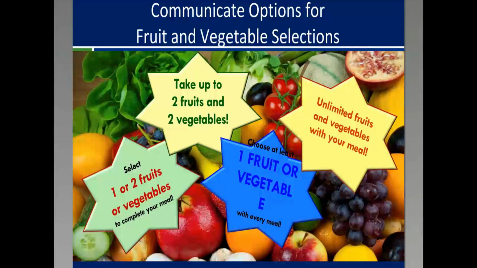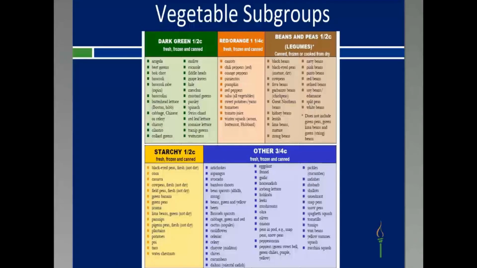weekend. Another option is bottom left in the green, selecting 1 or 2 fruits or vegetables to complete your meal. And the one in the blue, 1 fruit or vegetable with every meal. That is to ensure that every student is taking or putting a fruit or a vegetable on their plate.